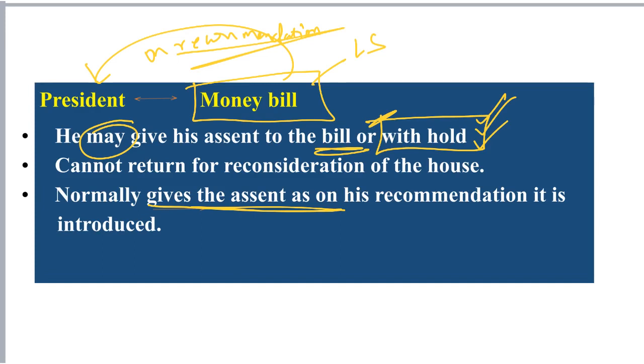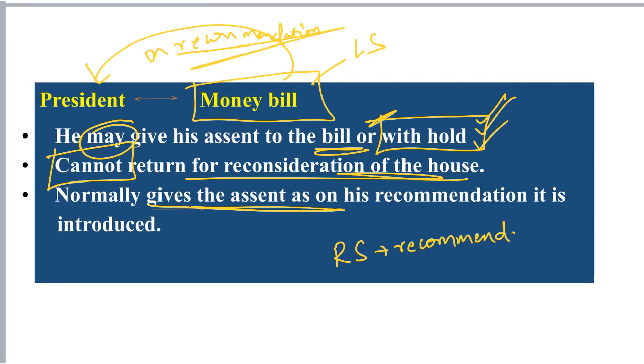But remember that he cannot return it for reconsideration of the House. Like the Rajya Sabha, which can just give recommendations, and whether to accept the recommendations or not is the onus of the Lok Sabha, in the same way the President cannot return it for reconsideration of the House at all. So these are the provisions about the money bill.